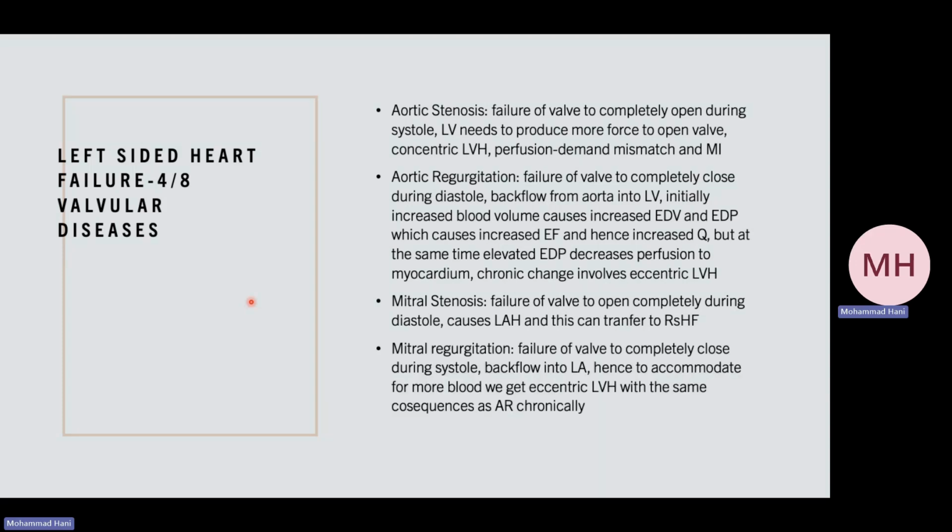Then you have mitral regurgitation. It's failure of the valve to completely close during systole, so you have backflow of blood into the left atrium. When you have backflow into the left atrium, there's obviously going to be a reduced stroke volume and ejection fraction. As a compensatory mechanism, you have, again, eccentric left ventricular hypertrophy with the same consequences as aortic regurgitation in the chronic sense.